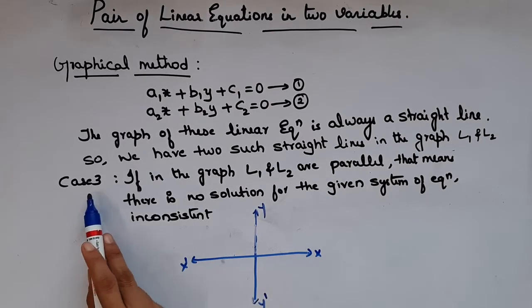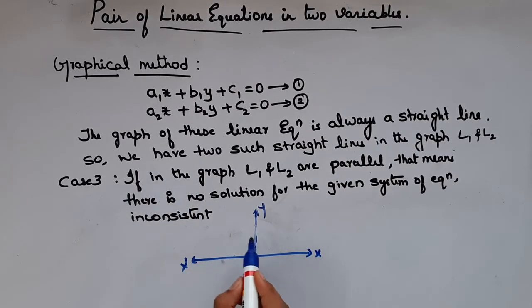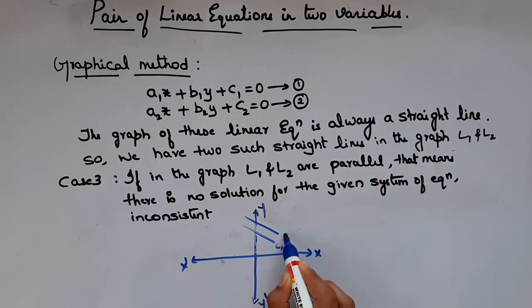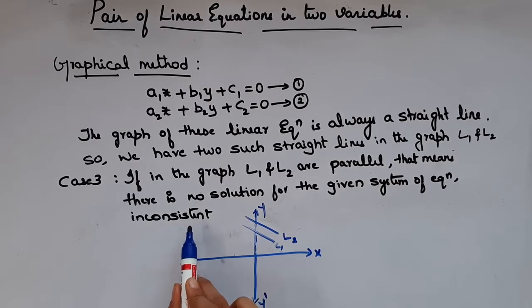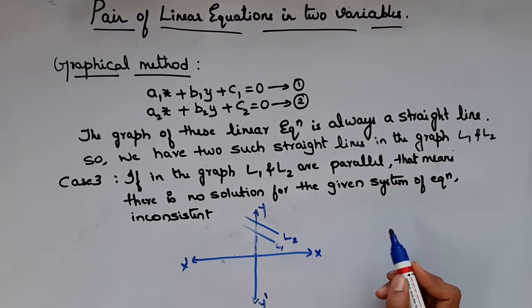Now let's see case 3. If the graphs of L1 and L2 are parallel, that is, if you have this line L1 which is parallel to L2, that means there is no solution for the given system of equations, which means inconsistent. We will see one example for each case.